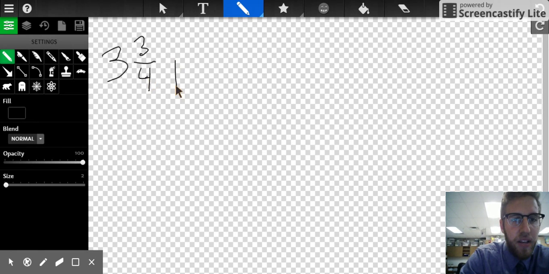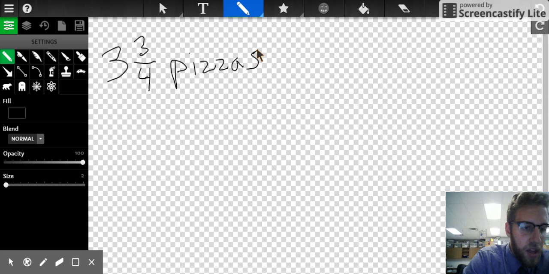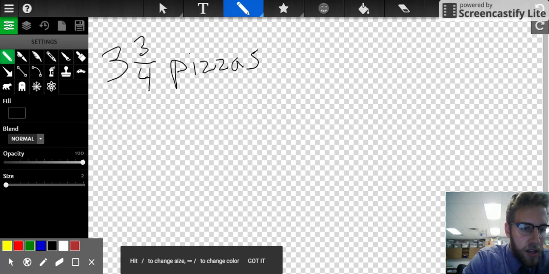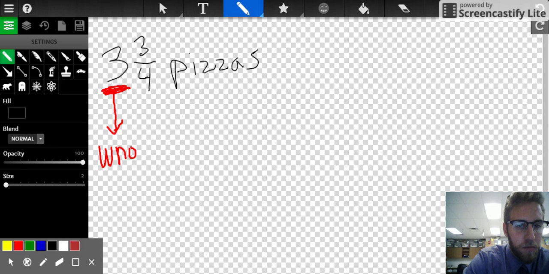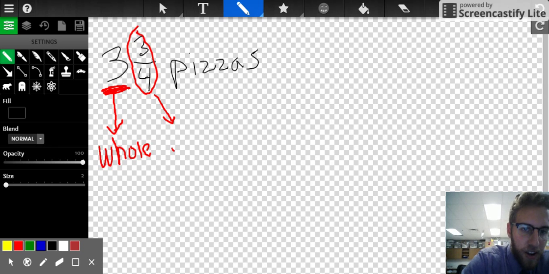So let's pretend that I have 3 3/4 pizzas. What these numbers mean, when you see a mixed number, means it's a mix between what's called a whole number, an entire number, a whole number, and then 3/4. We know this is a fraction. That's called a fraction. And a fraction is really just a part of something, a part of a whole number.